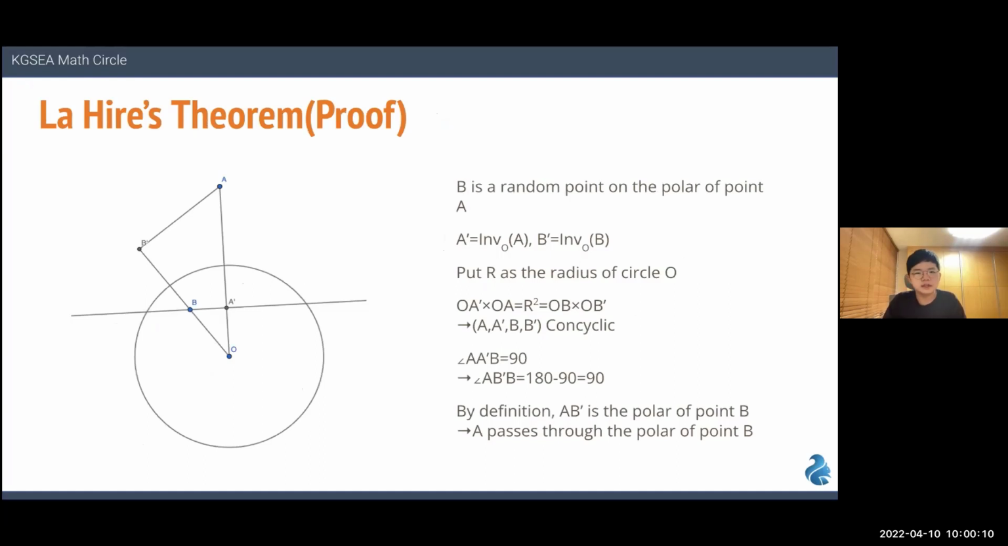Let's first put B as a random point on the polar of point A, and put A prime as the inverse of A and B prime as the inverse of B. And if you say that R is the radius of circle O, by the definition of inversion, OA times OA prime is equal to OB times OB prime, which is equal to R squared, which means that A, B, A prime, B prime is concyclic. AO and BA prime are perpendicular, which means that OB prime and AB prime are also perpendicular, which means that by definition, AB prime is the polar of point B, and A is on the polar of point B.